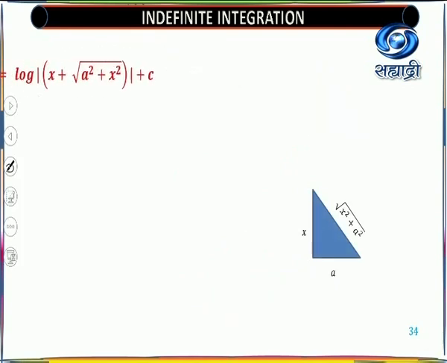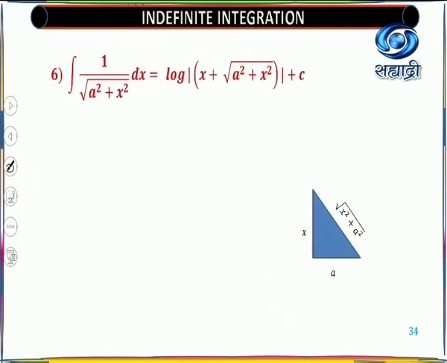Now we'll move next towards the next example, that is integral 1 upon root of a square plus x square dx equal to log of mod x plus root of x square plus a square plus constant of integration. Now here substitution we require. Now here we will discuss both.